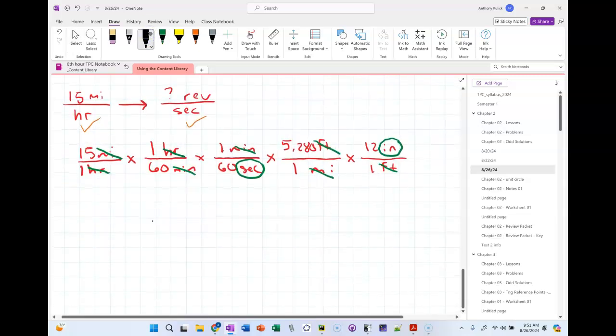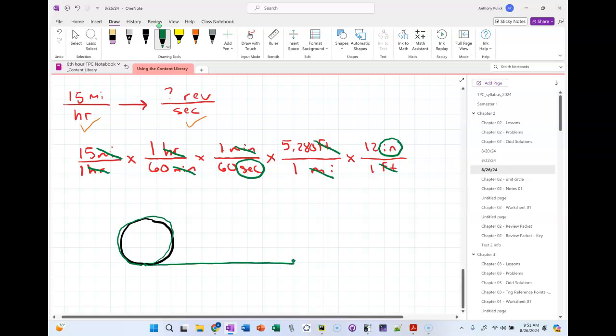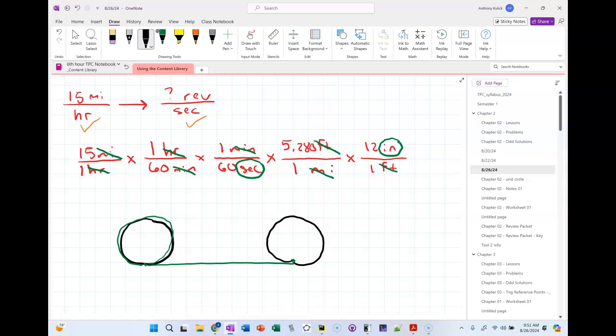Let's imagine this, right? We have our wheel, and let's put a piece of tape on it. And as that wheel rolls, it lays that piece of tape down on the ground. Right? So it rolled and it left that piece of tape on the ground. How far is that piece of tape? Right, just 1 revolution. How long is that tape?